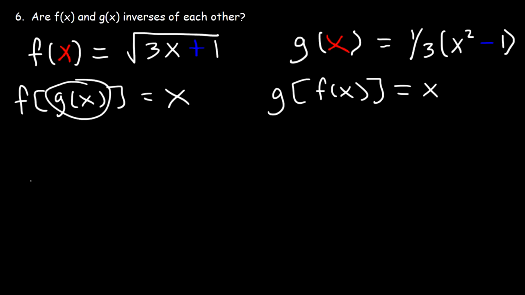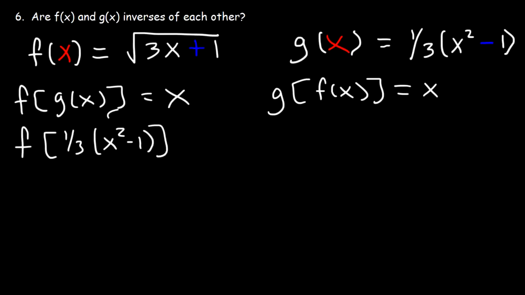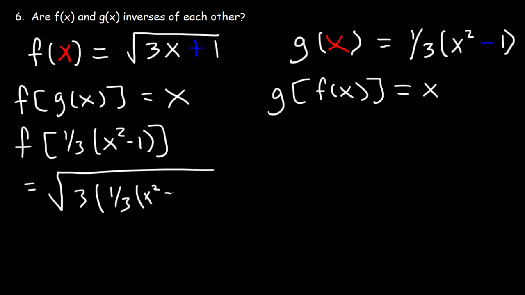Let's plug in g of x into f. So this is going to be f of 1/3 x squared minus 1. So we're going to take this and insert it into this equation. So it's going to be the square root of 3, and then instead of writing 3x, we're going to replace x with 1/3 times x squared minus 1.